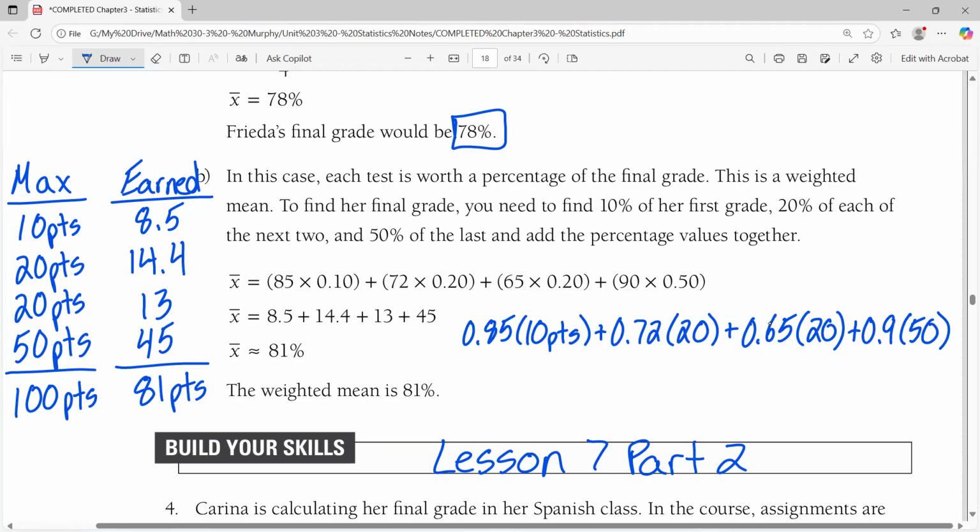So you can put it all together like I have written out here, or you can use a table like this. And if you crunch this, it comes out to 81 points, which is 81%. Because there's 100 points up for grabs, and she earned 81. That is the end of Lesson 7, Part 1.